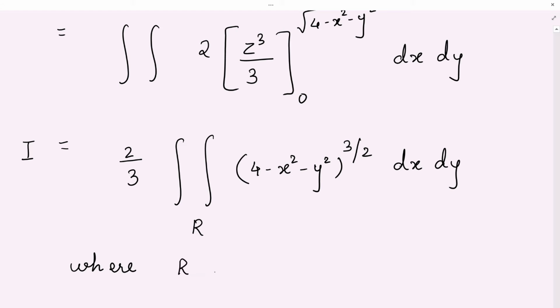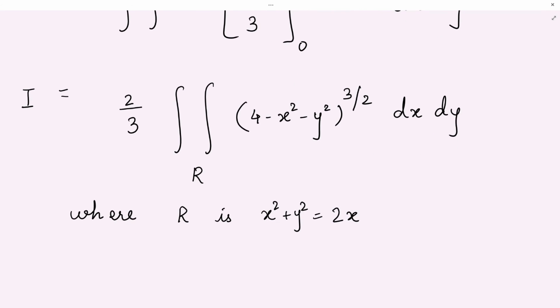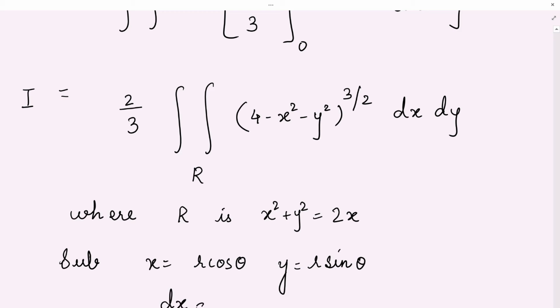where R is what? R is given by the region, which is a cylinder that is given x square plus y square is equal to twice x. And now you will convert this into your polar coordinates, so this sum becomes easier. Now it is double integration, substituting x is equal to r cos theta, y is equal to r sin theta, and dx dy is equal to r dr d theta.